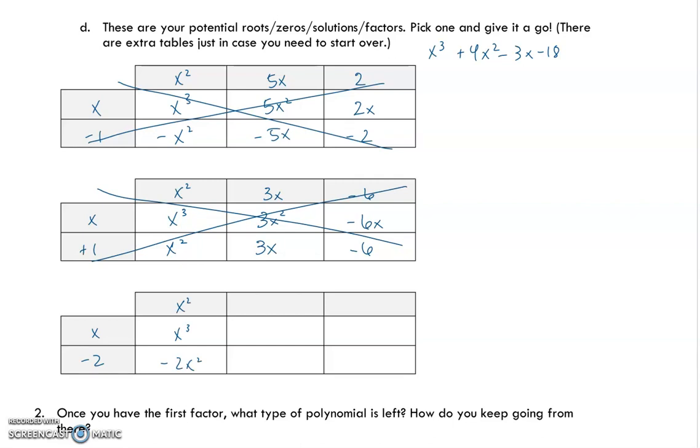I'm supposed to have a positive 4x squared with a negative 2x. So we'll try a 6x squared here. So that means I have a 6x up here. 6x times negative 2 is negative 12x. But I need a negative 3x. So I'm going to need to add 9x. So x into 9x goes 9 times. 9 times negative 2 is negative 18. Oh, here we go. Negative 18, negative 18. That worked out well. So that means x minus 2 is a factor.